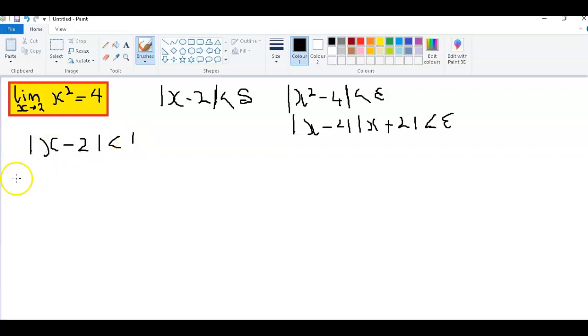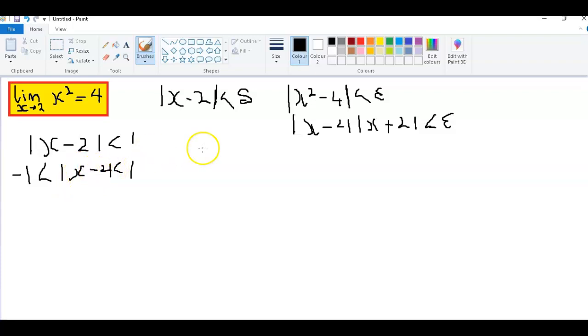Now this can be rewritten as minus 1 is less than the absolute value of x minus 2, which is less than 1. Now you might think, why are we saying minus 1? It's because if you're dealing with an absolute value, that's a law. You can't change this like this, because an absolute value of a negative and a positive will produce the same result.